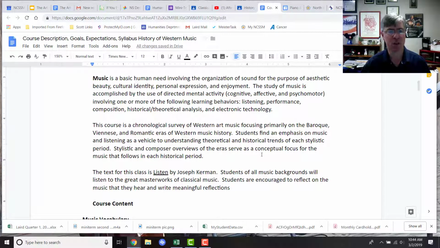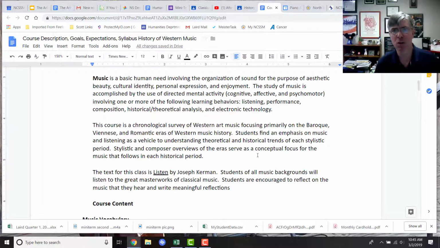Students will find an emphasis on music and listening as a vehicle to understanding theoretical and historical trends of each stylistic period. Really, we're going to talk about culture a good bit, and we're going to talk about values of the composer, values of the public, as it relates to the music that was being written. Stylistic and composer overviews of the eras serve as conceptual focus for the music that follows in each historical period.